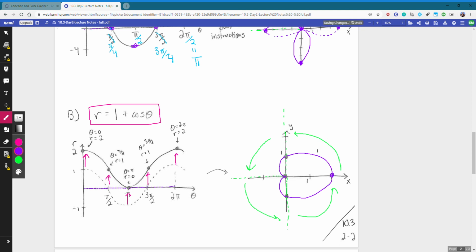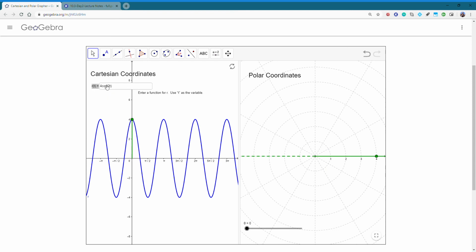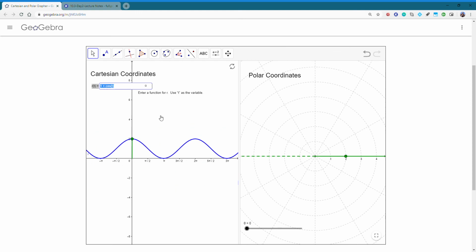And so we get this sort of sideways heart shape. It's actually called a cardioid because it looks like a heart. And let's take a look at that with our interactive. So we slide this back, change our function to 1 plus cosine t, and we let the movie play.